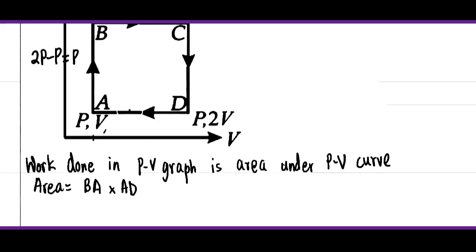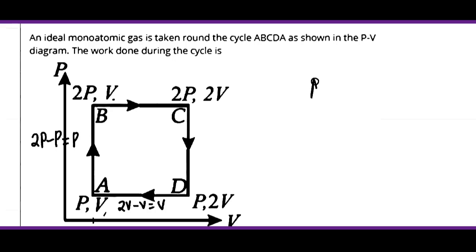And on this side, P is constant but V is changing to 2V, so this side will be 2V minus V, which will be equal to V. So the area will be equal to P into V, which is PV. So our answer is that the work done is equal to PV.